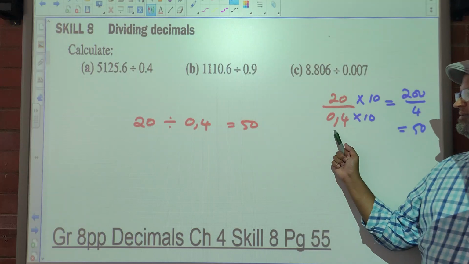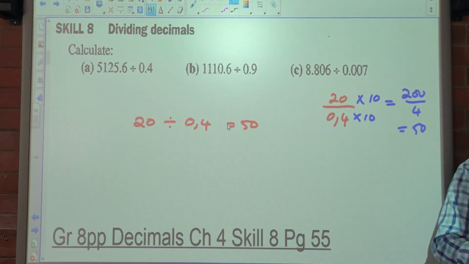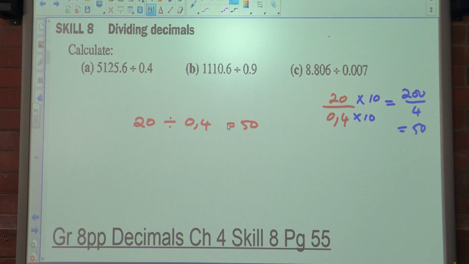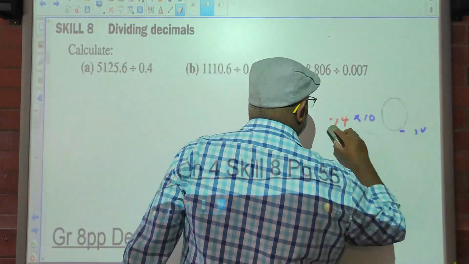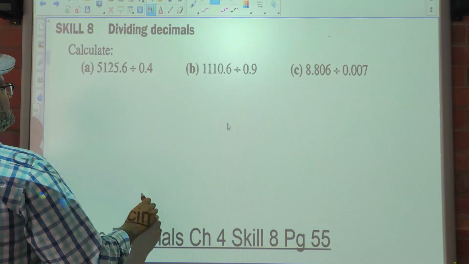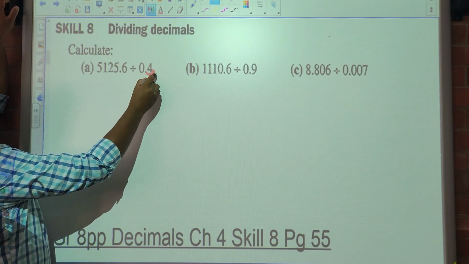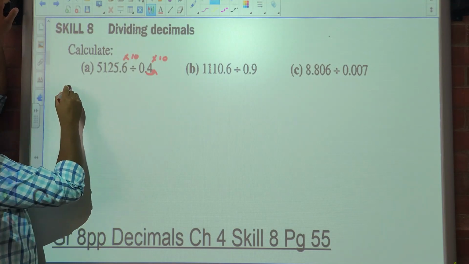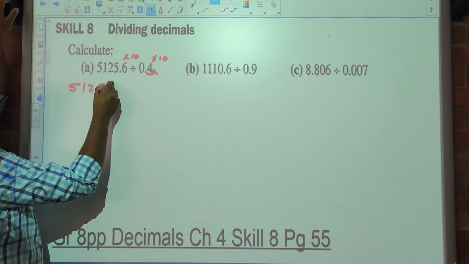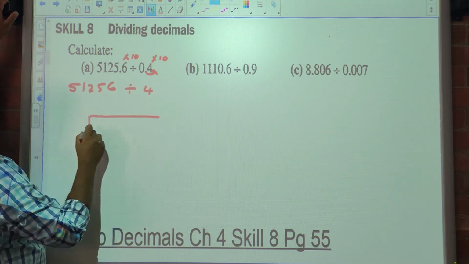If I had to multiply this by 100, I will multiply that also by 100. Whatever I did to the denominator, I must do to the numerator. Can you see that, people? So that works. So we say, okay, let's apply that rule. This needs to move how many units? 1 unit, not so. So in other words, I'm multiplying that by 10 and by 10. So we'll have 51256 divided by 4.